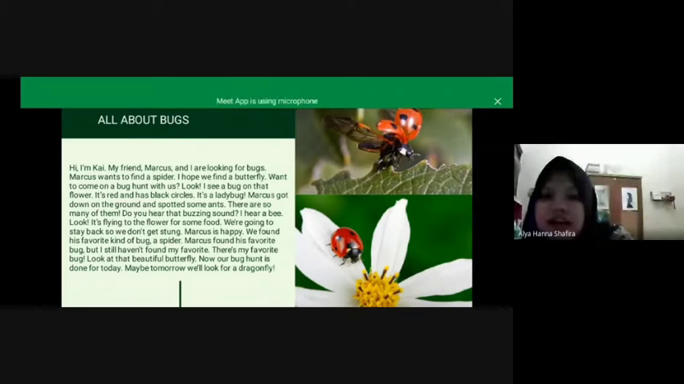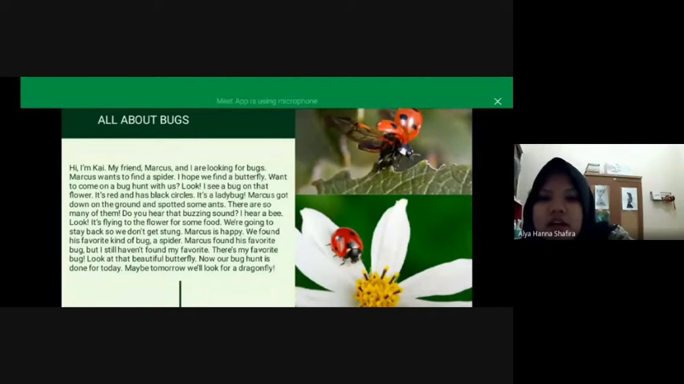Hi, I'm Kai. My friend Marcus and I are looking for bugs. Marcus wants to find a spider. I hope we find a butterfly. Want to come on a bug hunt with us? Look, I see a bug on that flower. It's red and has a black circle. It's a ladybug.